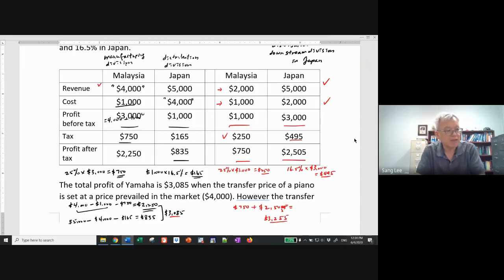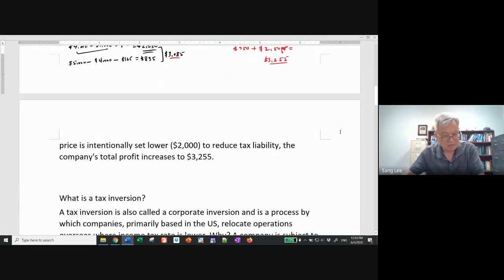So what this example tells us is this. If transfer pricing is not properly regulated, then what happens? It can be used as a way to shift profits from high tax countries to low tax countries.